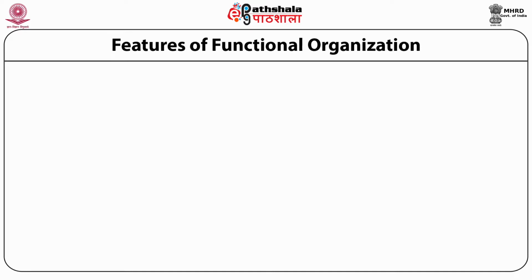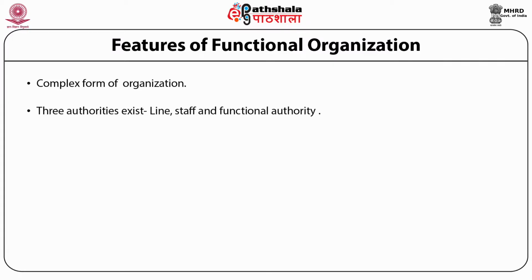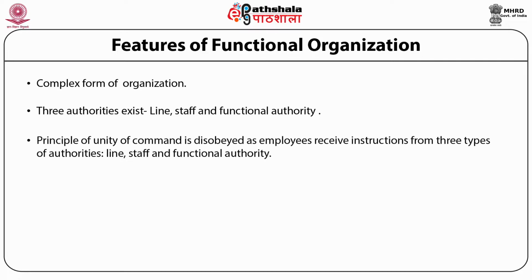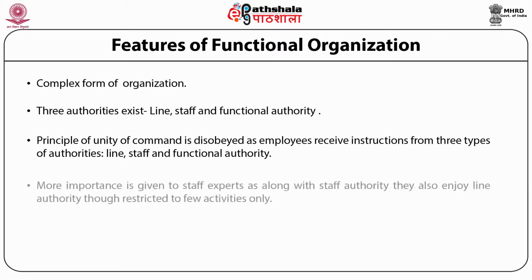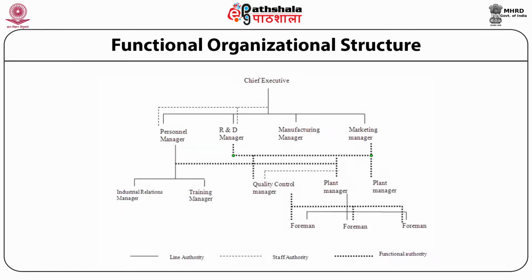Features of functional organization. Functional organization is a complex form of organization. Three authorities exist together: line, staff, and functional authority. Principle of unity of command is disobeyed as employees receive instructions from three types of authorities: line, staff, and functional authority. More importance is given to staff experts as along with staff authority, they also enjoy line authority, though restricted to few activities only. Here in the figure we can see the functional organizational structure.